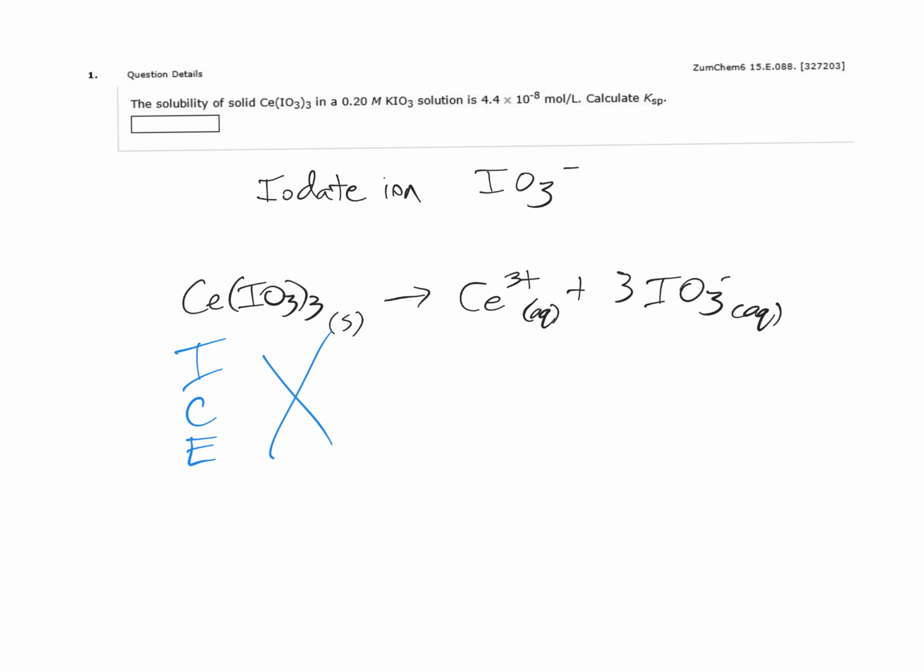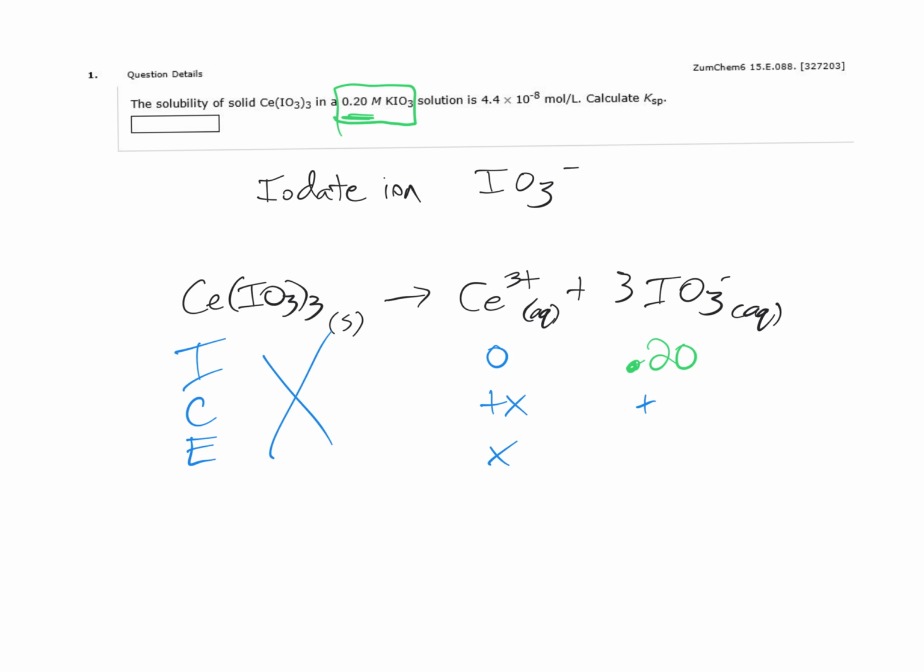Upon making the ice table, the solid drops out, and the Ce concentration initially is 0, so that will just be a plus x and an x at equilibrium. But here's where things get a little different. We start with 0.2 molar potassium iodate, and conveniently within this salt the assumed subscript for iodate is a 1, so that means that the concentration of the salt is also the initial concentration of the iodate. It's not 0, it's 0.2. But everything else would be the same as before.